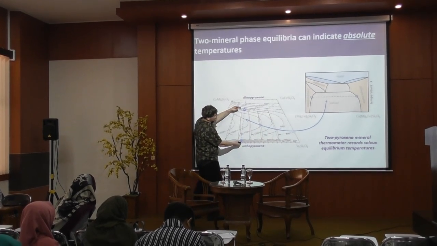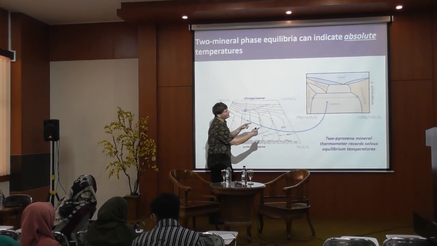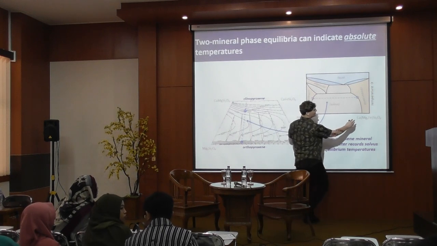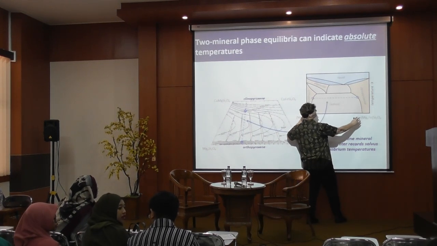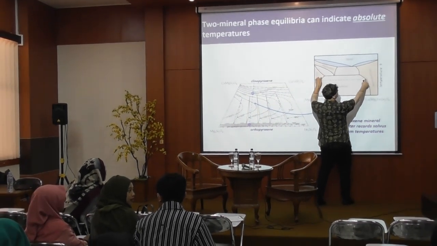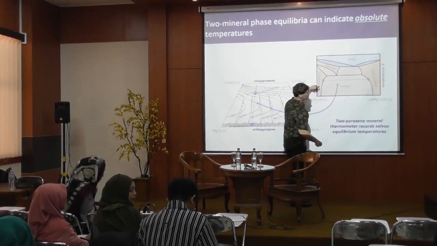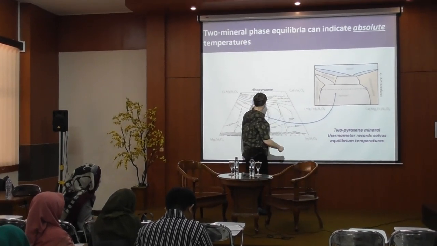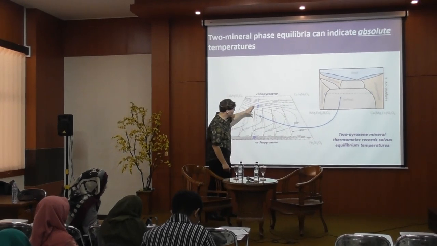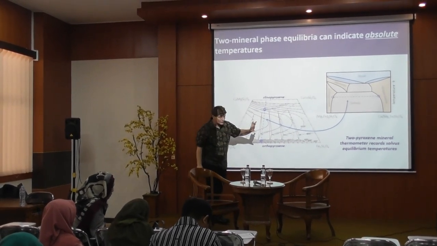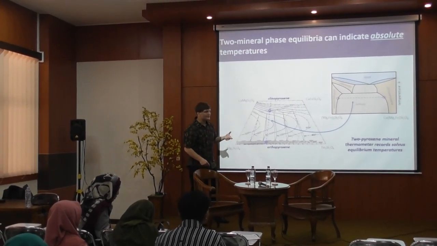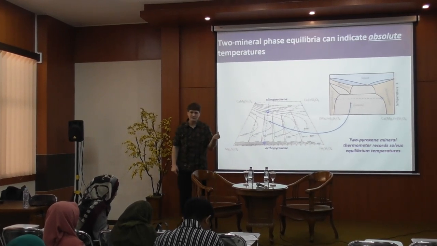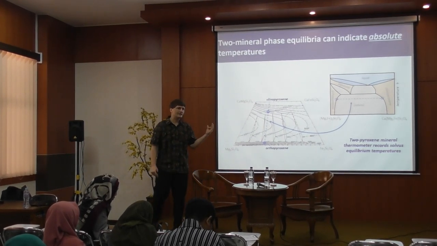Basically, it's essentially the calcium exchange between these two phases, because there's a solvus between the calcium-bearing member and the calcium-free member. And their compositions will diverge at lower temperatures. And so the calcium content in the two phases can give you an idea of the equilibrium temperature of those two phases, assuming they were in contact with one another at that time.